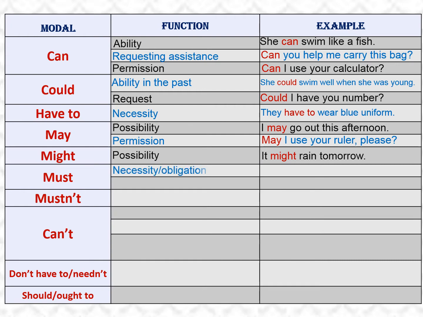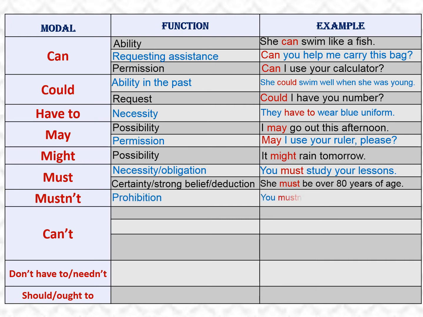Must can be used to express obligation or necessity. For example, you must study your lessons. Or it can be used for certainty or strong belief or deduction. For example, she must be over 80 years of age, I'm sure. Now, mustn't is used for prohibition. For example, you mustn't smoke here, it's forbidden.